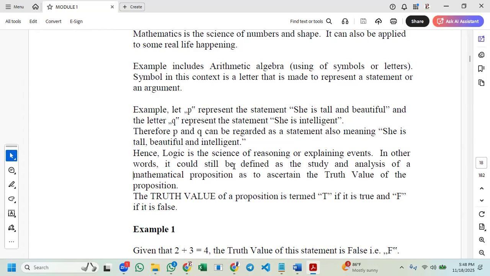Now, in other words, it could still be defined as the study and analysis of a mathematical proposition as to ascertain the truth value of the proposition. That is also logic. That is another dimension you can view logic. And what they're saying there is just simple mathematical analysis of propositions to know whether they are true or not. The truth value of a proposition is termed T if it is true, and F if it is false. We will get there when we start solving the examples now.